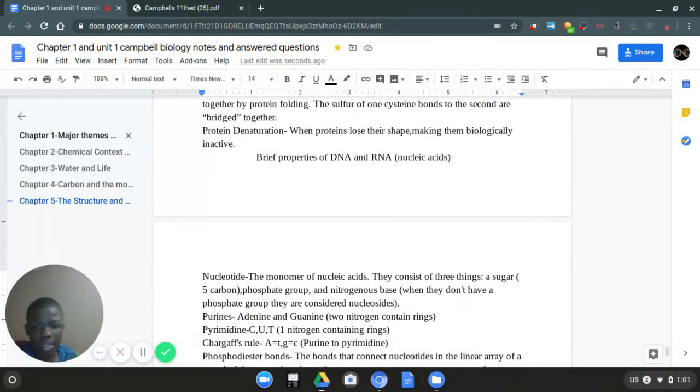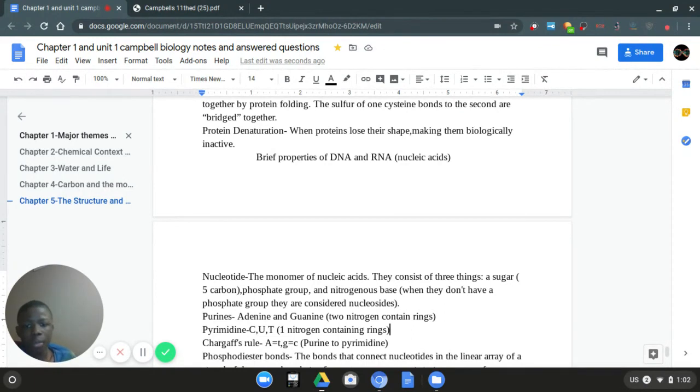So nucleotides are basically the monomers of nucleic acids, and they consist of three things: a 5-carbon sugar, a phosphate group, and a nitrogenous base. When they don't have a phosphate group, they're considered nucleosides. I'm not gonna cover too much about this. When we get to our genetics chapter, which is my favorite out of all of them for biology, we will be talking about this a lot more.